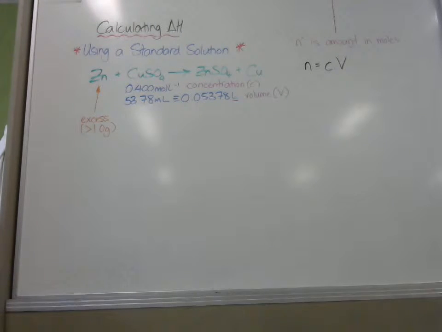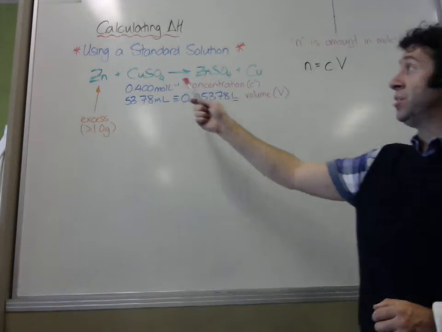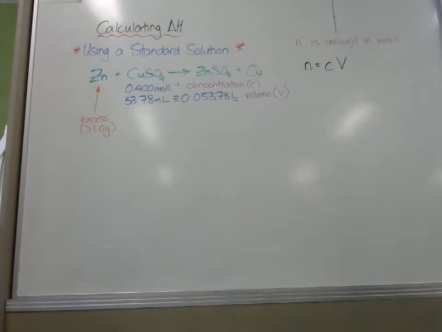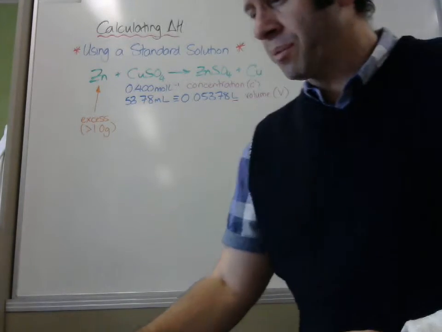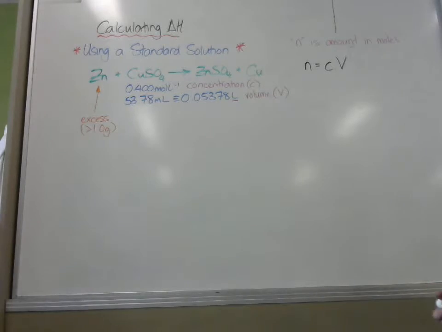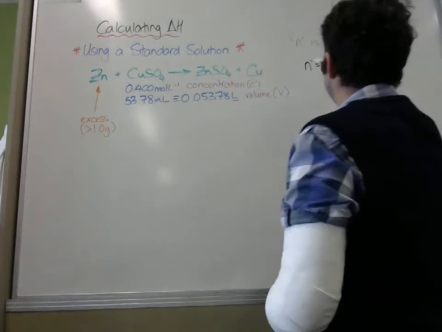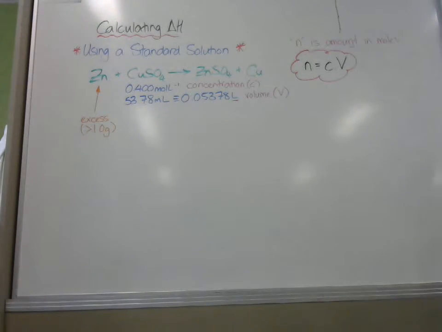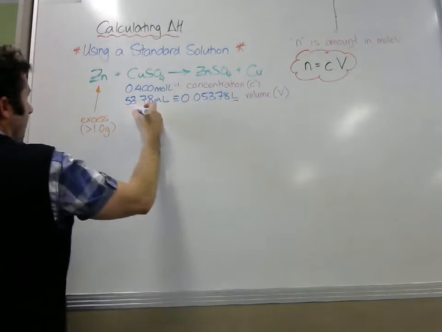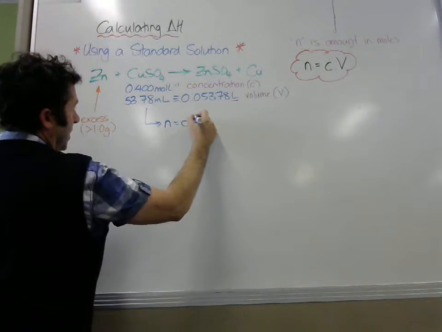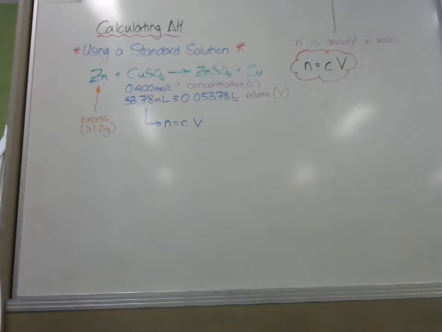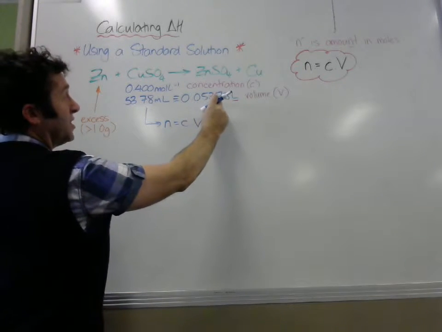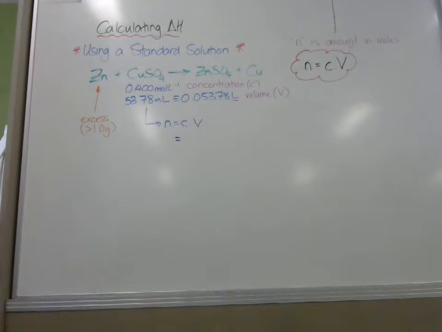Okay, so I need to know how much of this copper sulfate I used, so I know how many kilojoules per mole this reaction absorbs or releases, depending on whether it's endothermic or exothermic. This is where I need you guys to help me out, please, because I don't have a calculator with me. So I need to find out the amount of copper sulfate. So I need some help. So n equals cV, which is 0.0400 times 0.05378. So if I could have someone do that quickly for me, please.